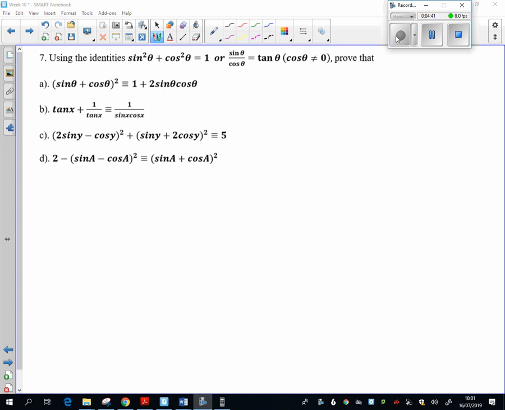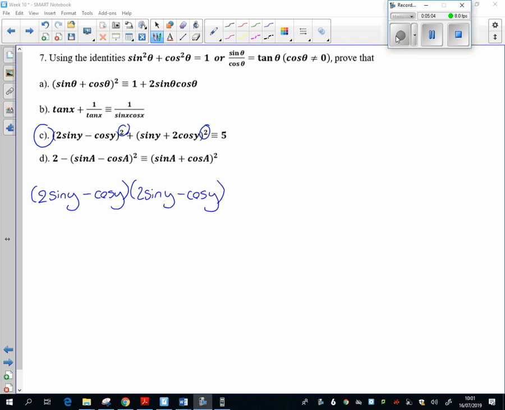So C is looking a little more complicated, but actually it is very clear where to get started for C. We're going to square those brackets out. So I'm going to write the whole thing out just so I don't mess anything up. So 2 sine y minus cos y squared, so times by itself.